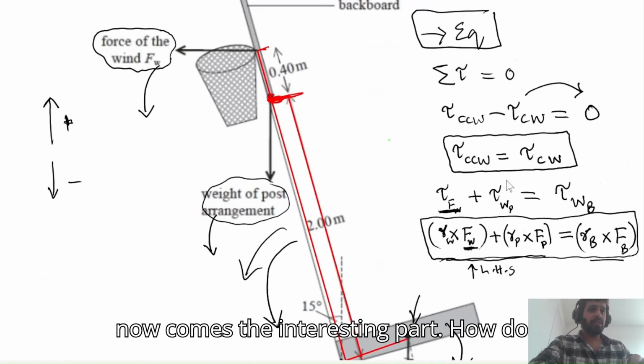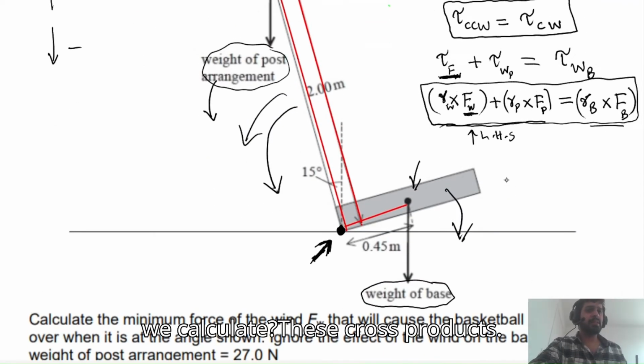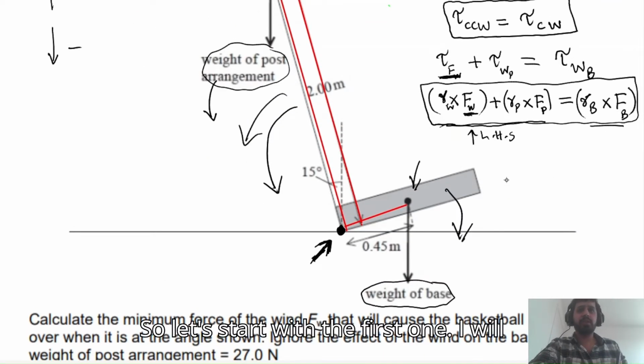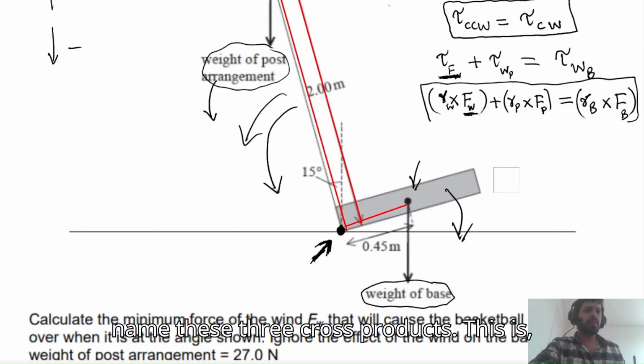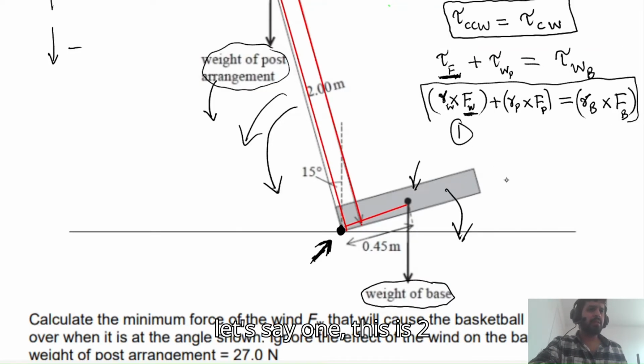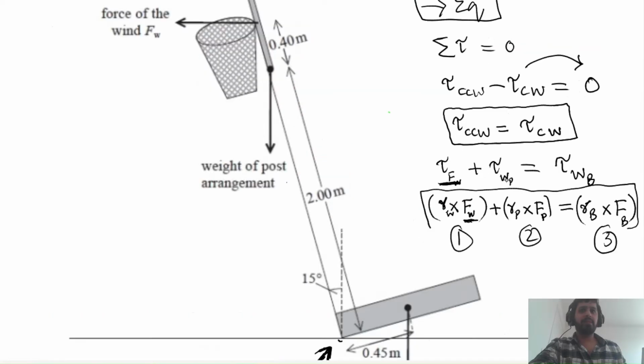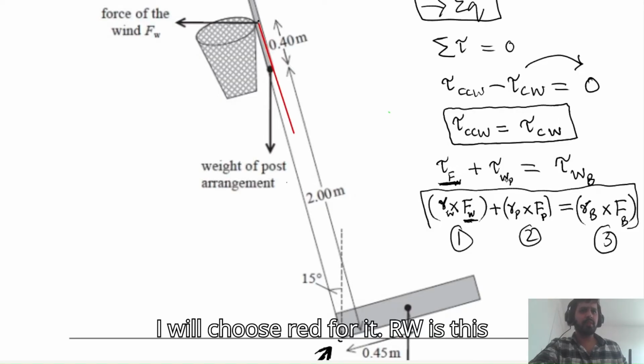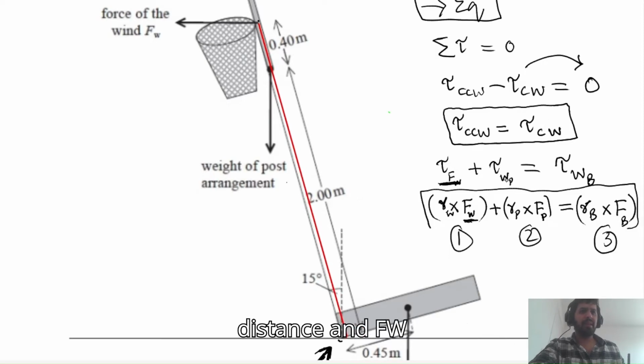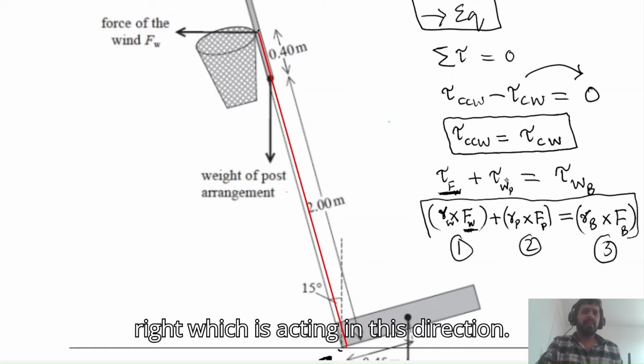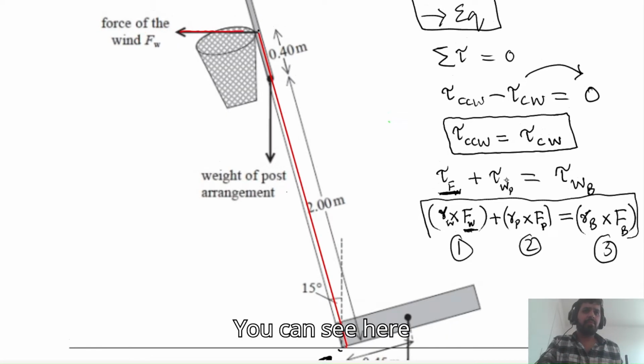Now comes the interesting part. How do we calculate these cross products? So let's start with the first one. I will name these three cross products. This is, let's say, 1, this is 2, and this is 3. So I cleaned this diagram because we need to draw some vectors, and I want you to see clearly what we are doing here. So Rw is, I will choose red for it. Rw is this distance, and Fw is this, right? Which is acting in this direction, you can see here.